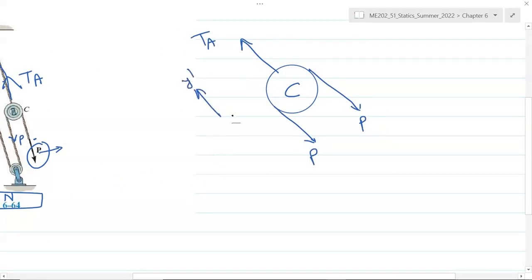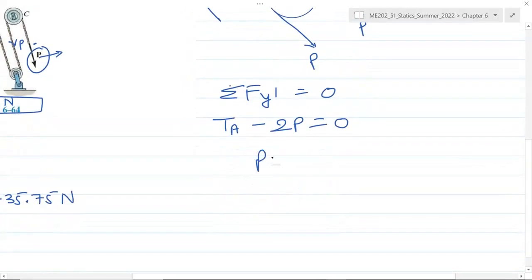For this case, because this coordinate system is at an angle, we will create our new coordinate system where y dash is at an angle and parallel to the angle of this cable. So we don't have to find any sine and cosine components. We can just say that TA is in the direction of y dash. So the sum of forces along the y dash direction is equal to 0 because the system is in equilibrium. So TA is positive, so it's going up, minus 2P is equal to 0. Therefore, P is equal to TA divided by 2, which is 367.8 newtons.